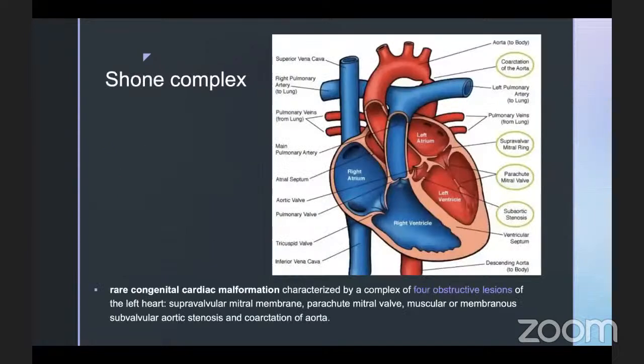This picture shows us Shone complex, which is a rare congenital cardiac malformation characterized by a complex of four obstructive lesions of the left heart: subvalvular mitral membrane, SAM and parachuting of the mitral valve, and muscular or membranous subvalvular aortic stenosis, and coarctation of aorta. Here in this picture, this is coarctation of aorta and subvalvular mitral ring, parachuting of mitral valve, and subaortic membrane.